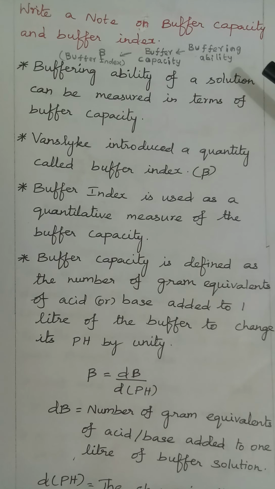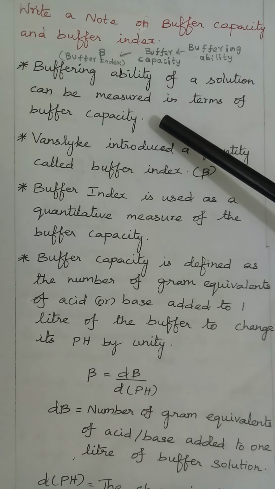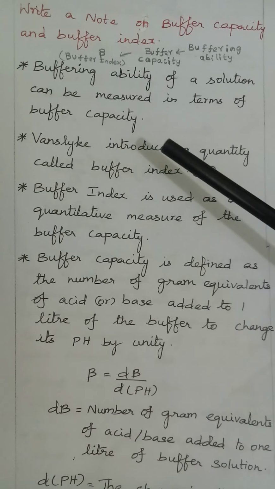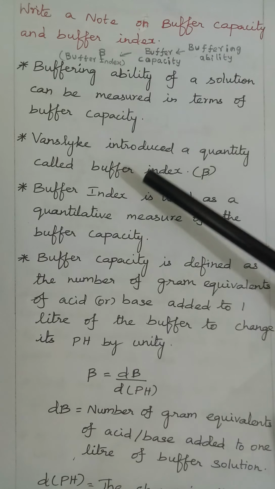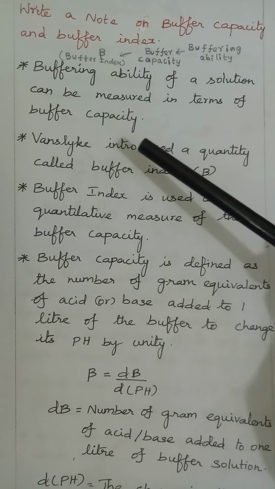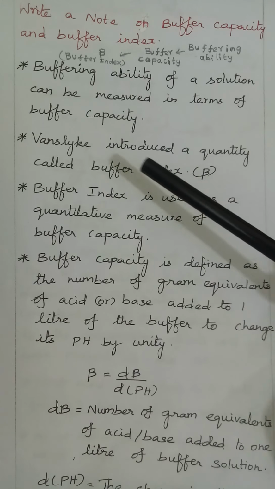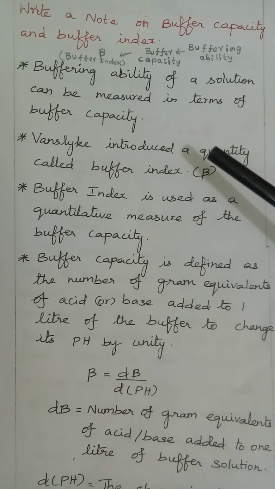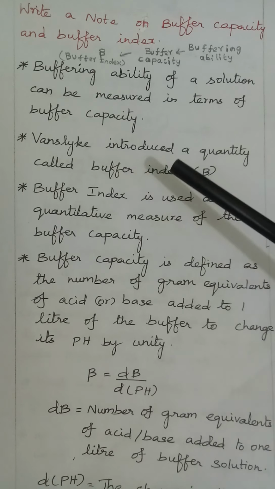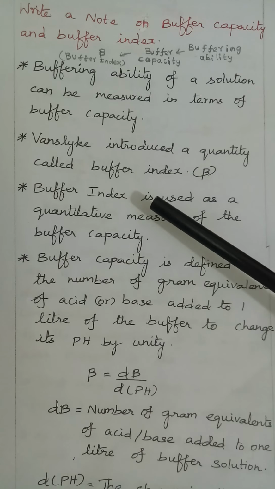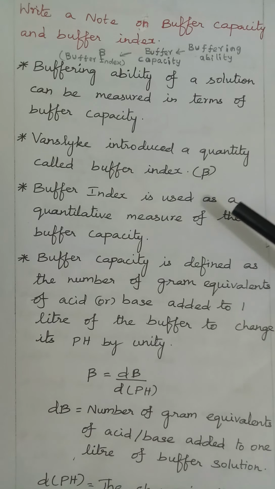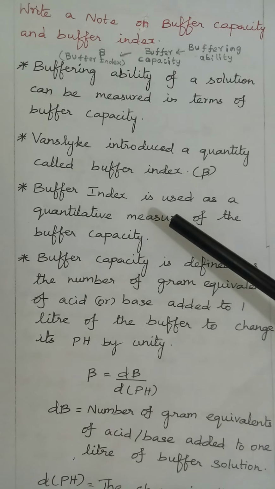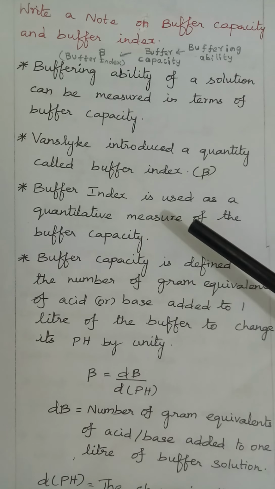The buffering ability of a solution can be measured in terms of buffer capacity. Who introduced buffer index? Van Slyke introduced a quantity called buffer index. Buffer index is used as a quantitative measure of the buffer capacity. It is expressed in counting numbers.